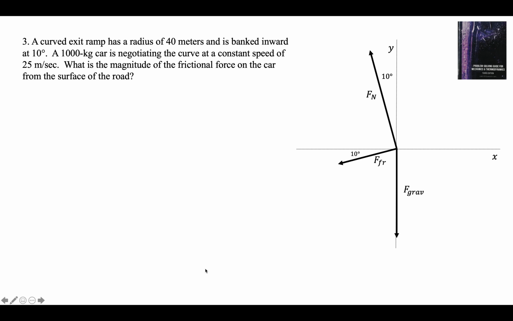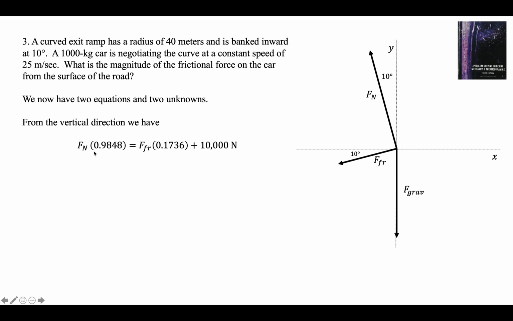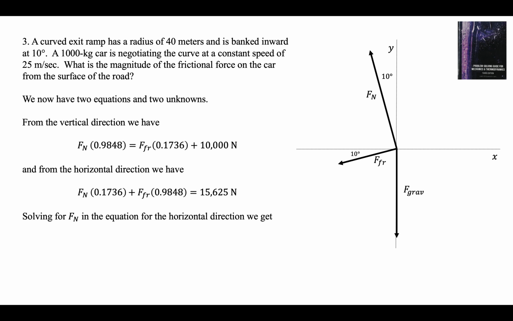So now we have two equations and two unknowns. In the vertical direction, we balance the forces: the upward force equals the downward force. In the x direction, the sum of the forces is ma sub x. So we just have to solve this, and there are a number of ways to do it. We can use the horizontal direction, solve for Fn, subtract this from both sides, divide by 0.1736, and then simplify. We get 89,980 newtons minus 5.73 F sub r. We can stick this into the vertical direction.